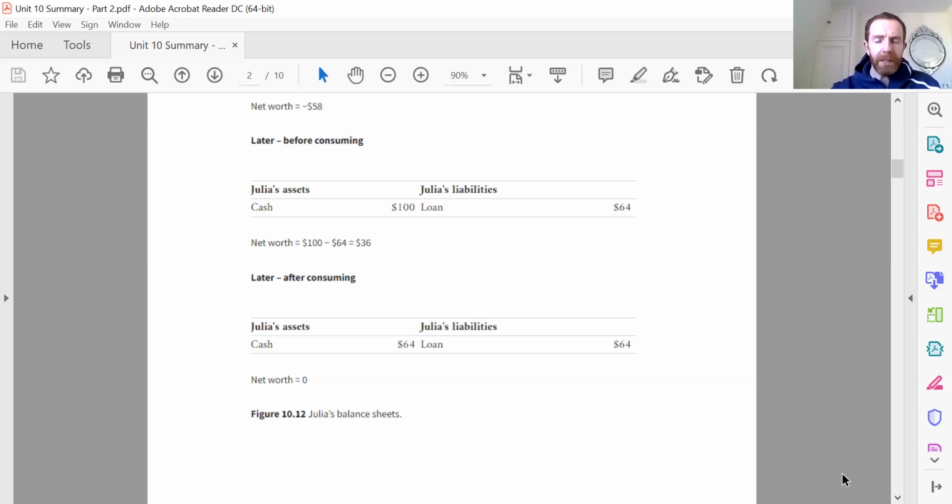And I suppose the crucial thing that we've seen here, really crucial to keep in mind for later on, when a loan is extended, that's going to appear both on the asset side and the liability side.